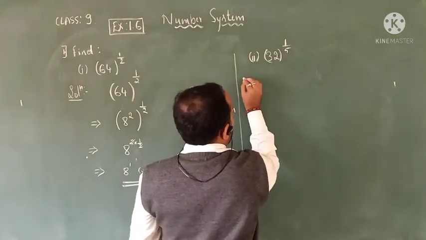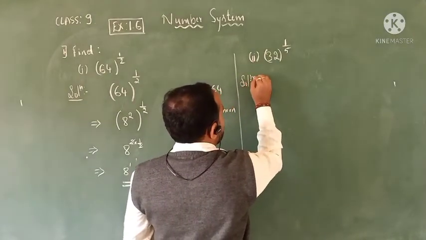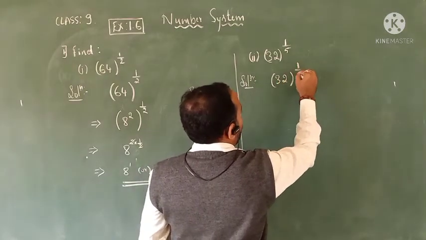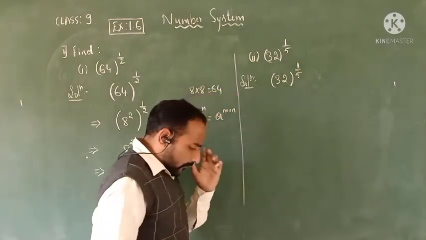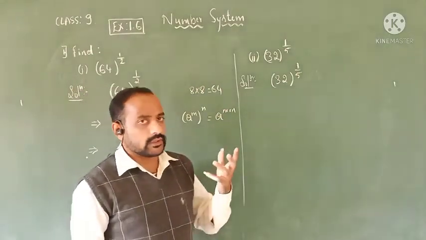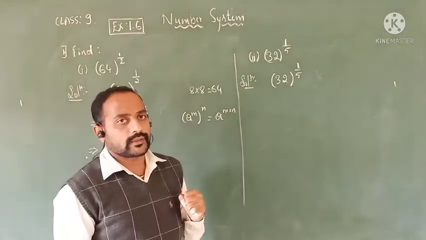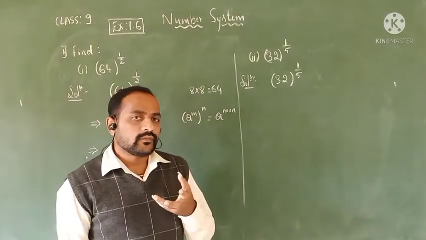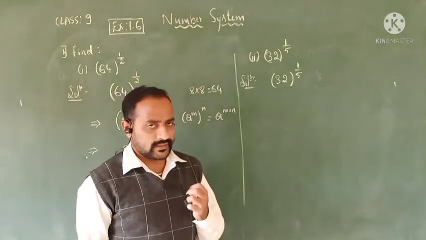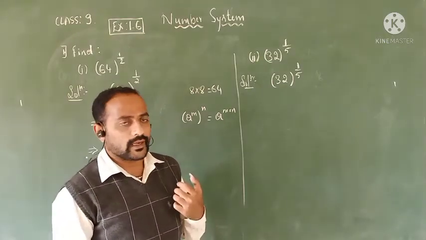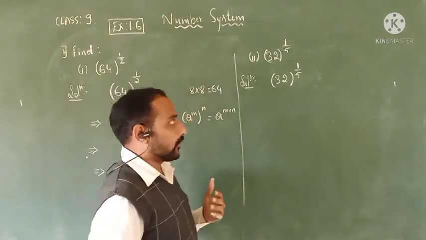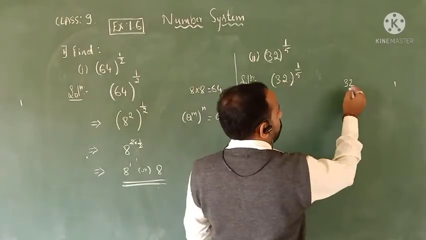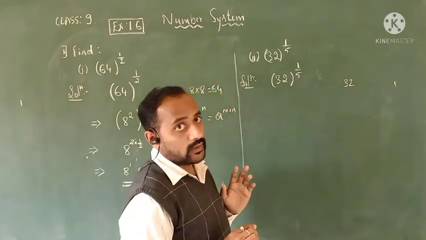32 to the power of 1 by 5. First take the question, 32 whole to the power of 1 by 5. Now if I try to think about the squares, 4 4s are 16, 5 5s are 25, 6 6s are 36. Okay, what else can I do? How can we find it out? You do one thing. For 32, there is an even number at the end.